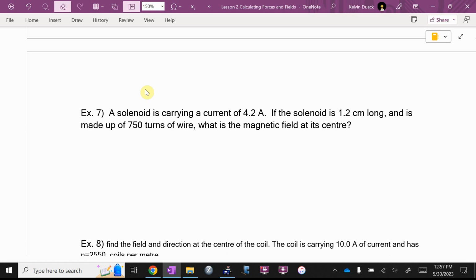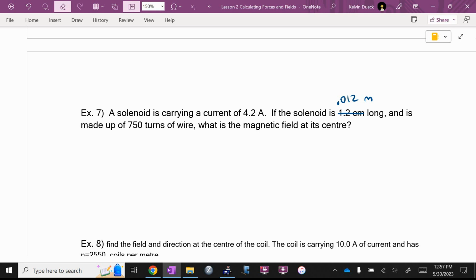A solenoid is carrying 4.2 amps. If the solenoid is 1.2 centimeters, that's 0.012 meters long, and is made up of 750 turns of wire. By the way, 750 turns and 1.2 centimeters, yeah, you can get solenoids that are that dense. They're expensive, but you can get them. What's the magnetic field at its center?